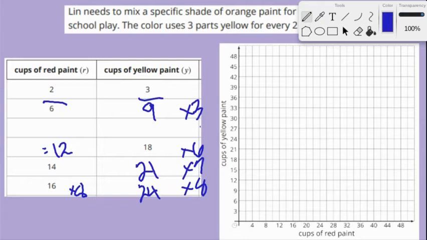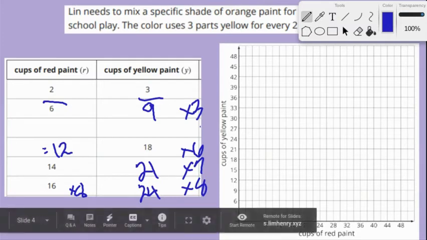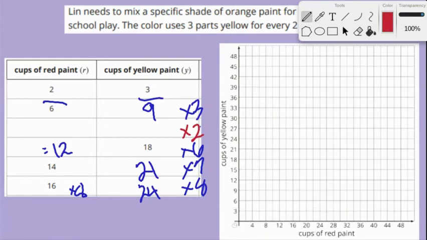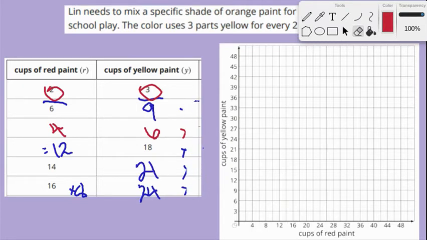I can multiply by 4. I can multiply by 5. I can multiply by 2. I could even multiply by 10,000 if I wanted. But I want to keep it fairly reasonable. I'm going to say that I am going to multiply that amount by 2. Okay, that means that I, again, am going back to this basic ratio and I'm multiplying by 2. 2 times 2 is 4. 3 times 2 is 6. Okay. Now that I've done that, I'm going to use this table as a way to help me graph it.